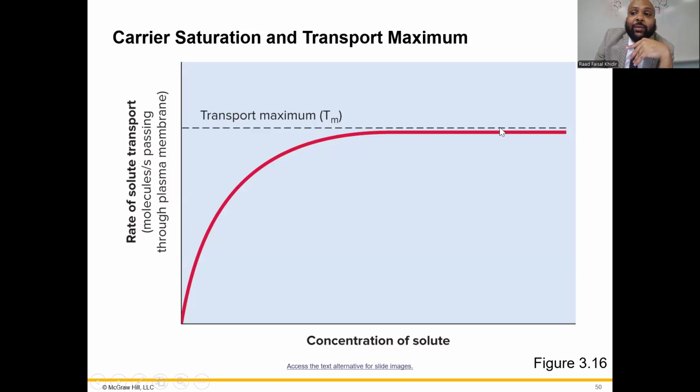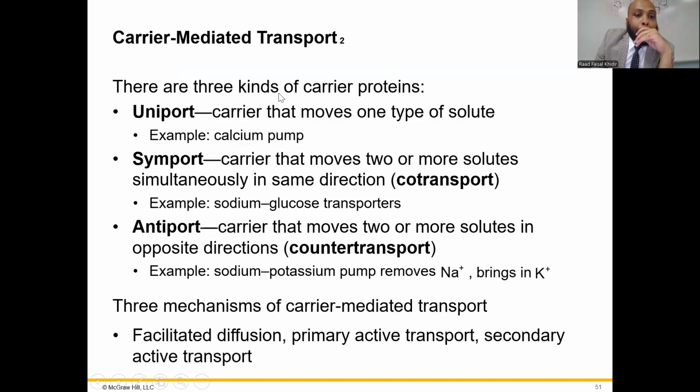Please don't allow any picture, any figure to escape you. Make sure you understand all these graphs. Okay, there are three kinds of carrier proteins. There is a uniport, a carrier that moves one type of solute. Then there's a symport, the carrier that moves two or more solutes simultaneously in the same direction. And then there's the antiport that transfers solutes in opposite directions.